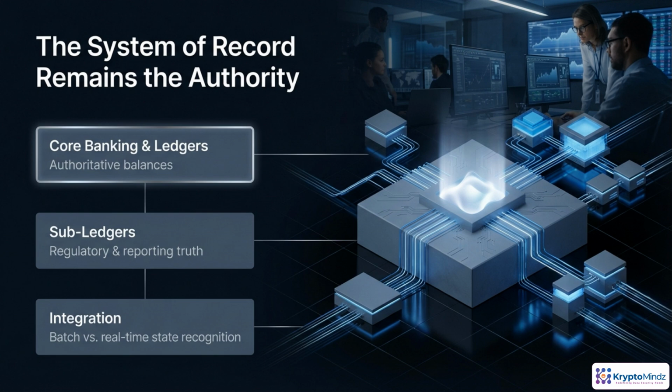When you put cross-border payments on-chain, you are not replacing your bank's system of record. That still remains the authority. Core banking ledgers hold the balances your regulators, auditors, and finance teams rely on. Sub-ledgers sit underneath as the detailed, regulatory, and reporting source of truth. Anything on-chain must reconcile back into those records, either in batches or near real-time. So as you evaluate solutions, keep asking, how does this flow get reflected, controlled, and reported in the existing ledgers?